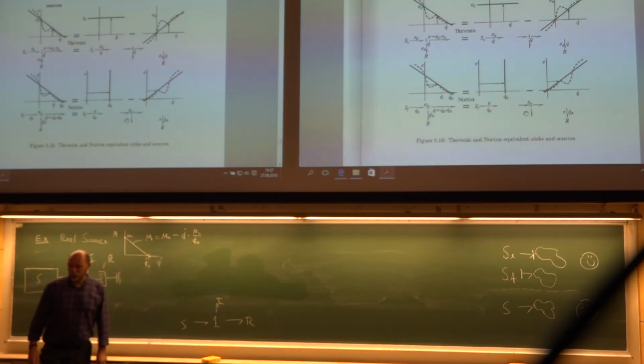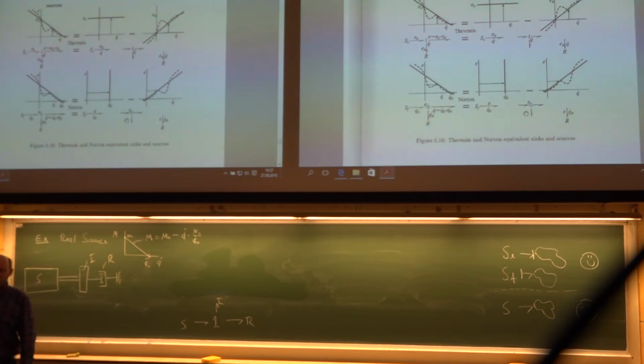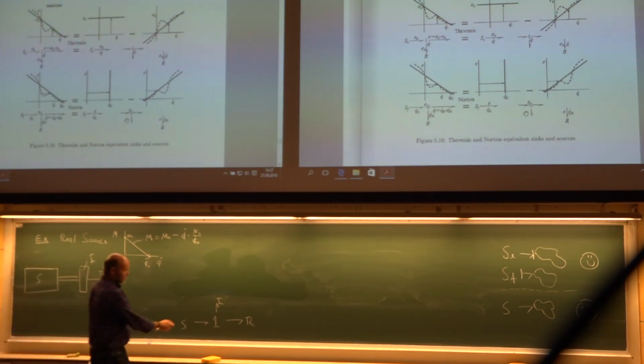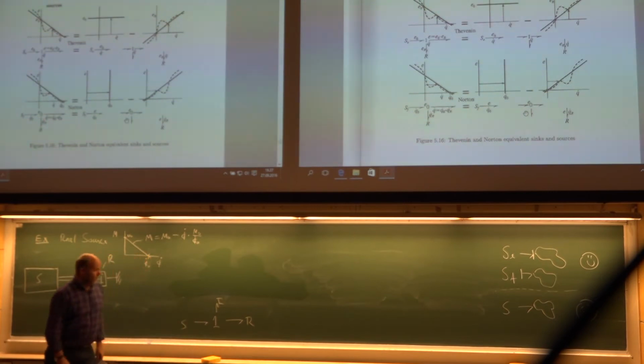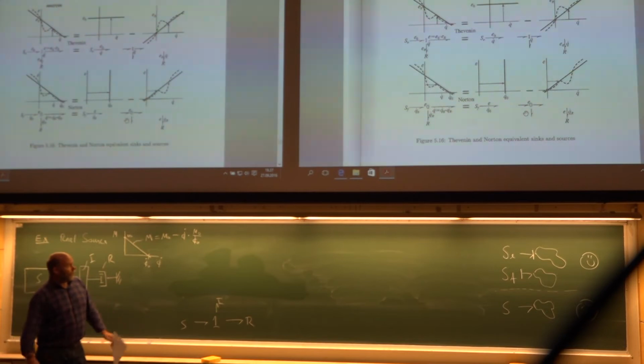And now we can go no further using bond graph directly. We can't use these causal strokes because this is a real source. So here, what should we do? Well, we have no option. We have to do the algebra ourselves.